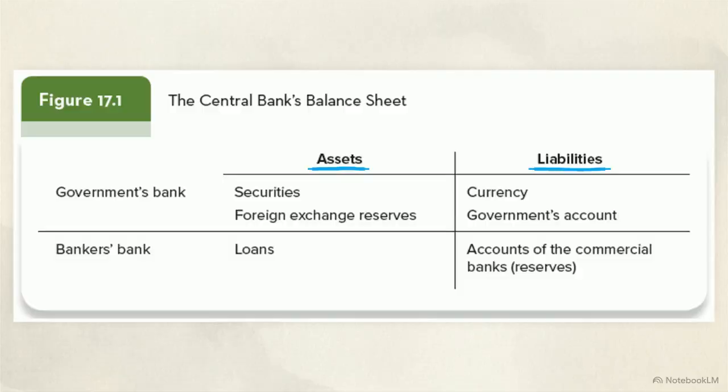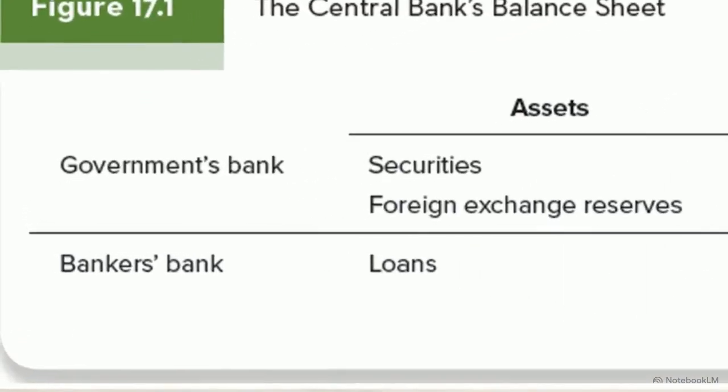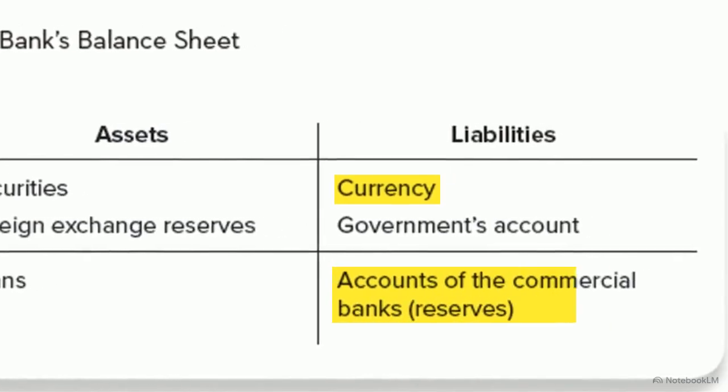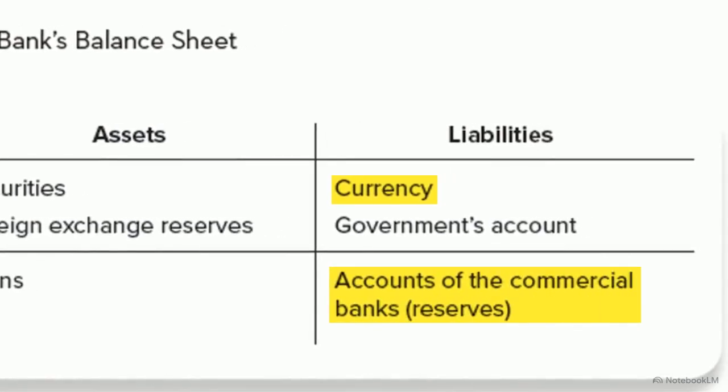This table shows the Fed's ledger. Like a bank, they have assets, what they own, and liabilities, what they owe. On the left are assets, U.S. Treasury securities and bank loans. On the right are liabilities, physical currency, plus reserve accounts banks keep at the Fed.